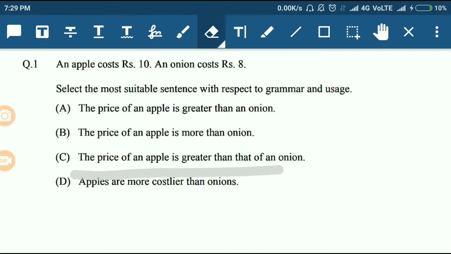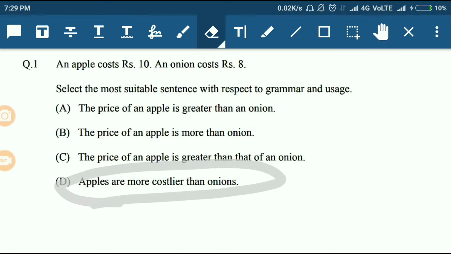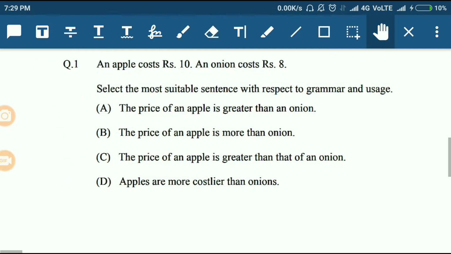The price of an apple is greater than that of an onion. So here we are comparing the price of an apple with the price of an onion. So this is the correct option. Apples are costlier than onions? No. So option C is the only correct one.